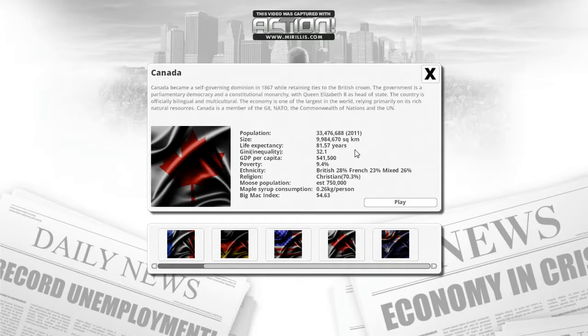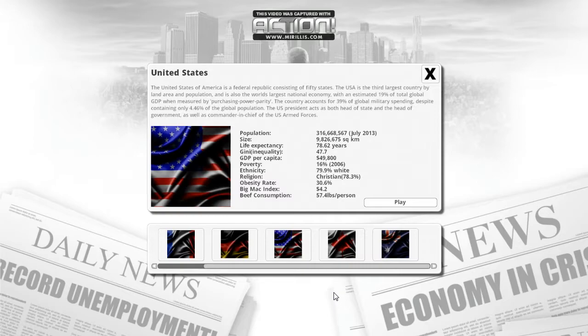You get some basic statistics in the country selection window. It's just, I think, supposed to be funny mostly. I mean, they have here maple syrup consumption is apparently 0.26 kilograms per person. I mean, presumably that's per year. Although it doesn't say, so it could be anything. It could be per day. You don't know.